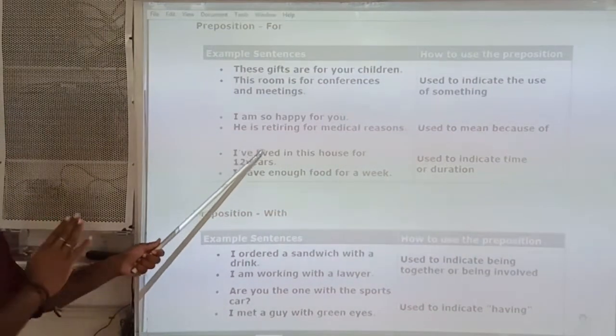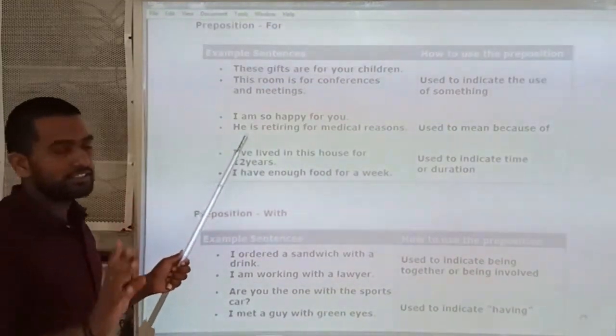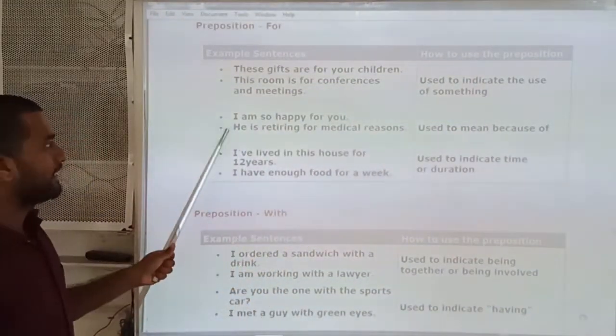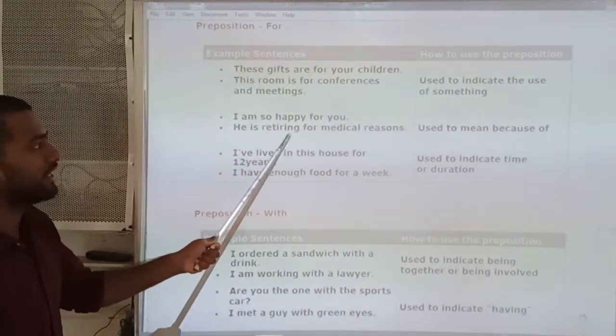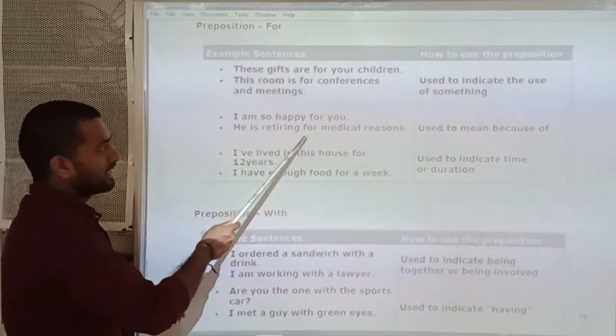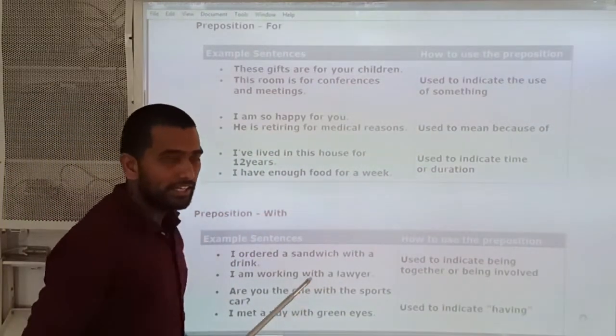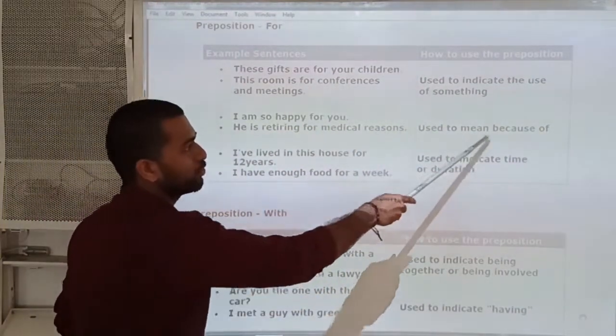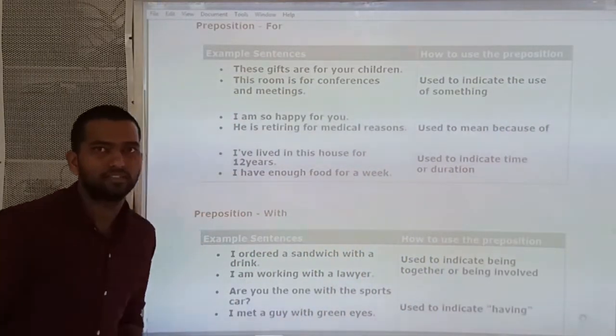Next, look at this second example. You will understand this point clearly by reading the second example. See, he is retiring for medical reasons. What is the reason behind his retirement? It is because of medical reasons.